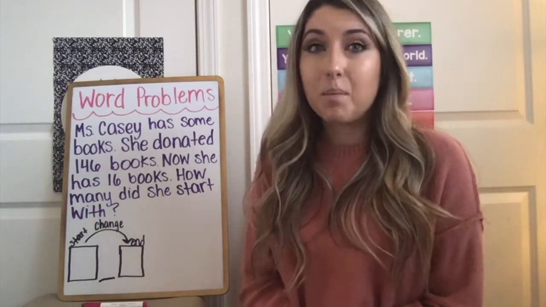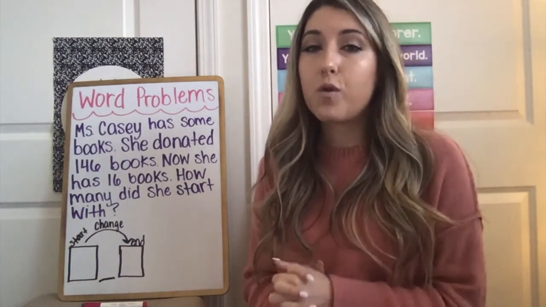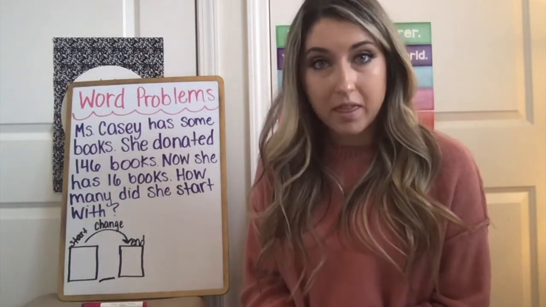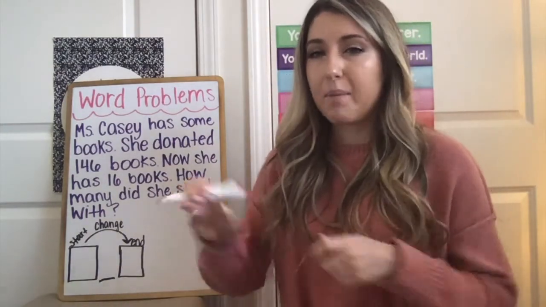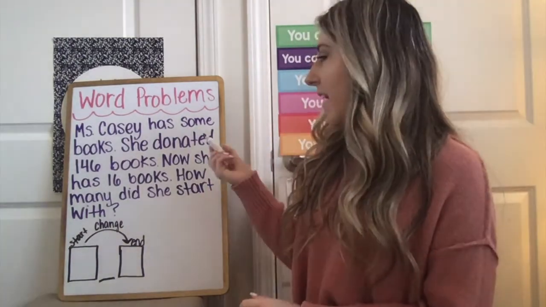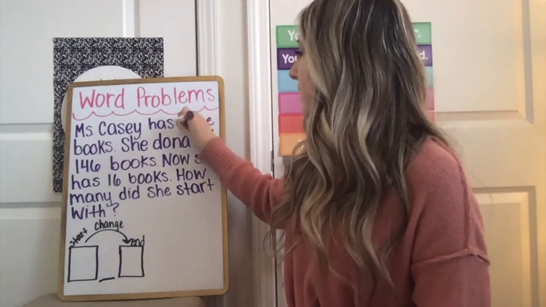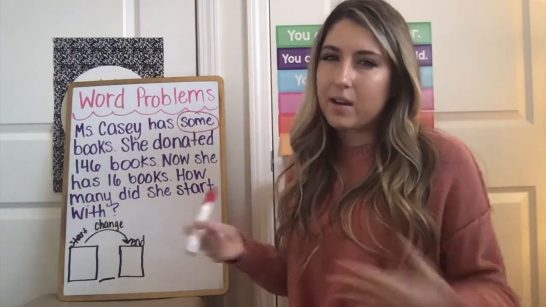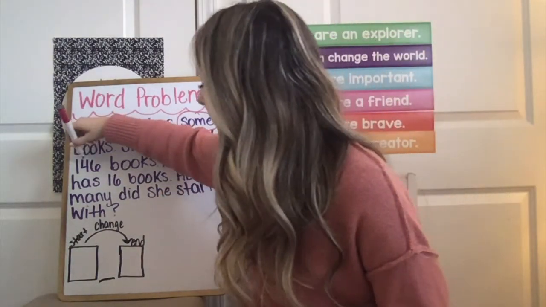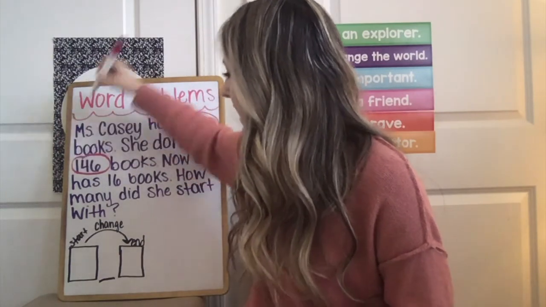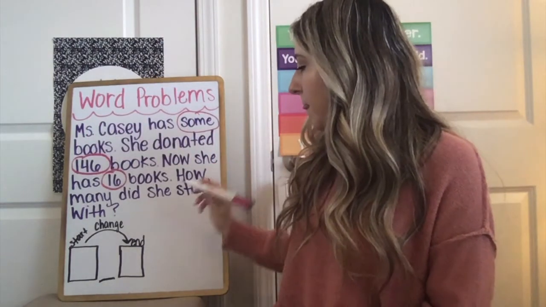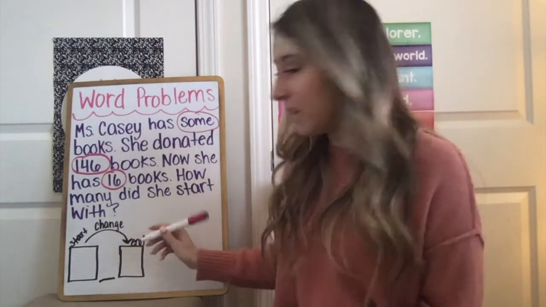Miss Casey has some books. She donated 146 books. Now she has 16 books. How many books did she start with? So again, I'm going to go through my problem and really pull out that important information. So I know that me, Miss Casey, I had some books. Okay, I don't know how many some is, but I know that she had some, or I had some. Okay, she donated 146. And now she has 16.